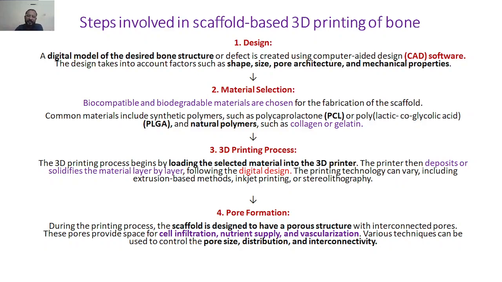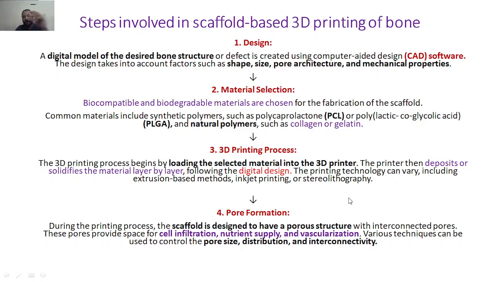Next, the 3D printing process. We have been studying this for the third time. Again it begins with loading the selected materials into the 3D printer. Whatever materials we need to print should be loaded in the printer. The printer then deposits or solidifies the material layer by layer, following the digital design. The printing technology can vary, including extrusion methods, inkjet methods and stereolithography. All these three methods I've discussed. If you have not understood properly, go back to those videos, understand and come back here. That was about the 3D printing process.